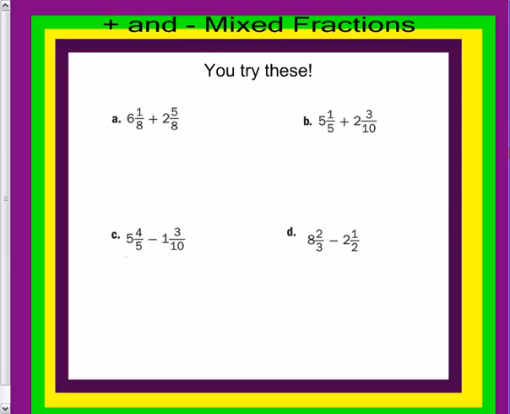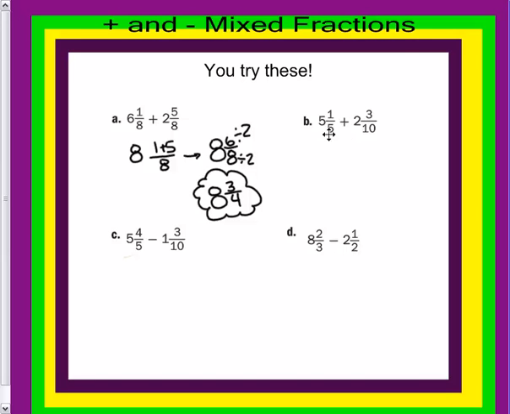Okay, so for this first one here, we're going to add the 6 with the 2 and get 8. Add 1 plus 5 and know that these are eighths. So we get 8 and 6/8. Is that simplified? No, the 6 can be divided by 2 and the 8 can be divided by 2. So 8 and 3/4. That's my answer.